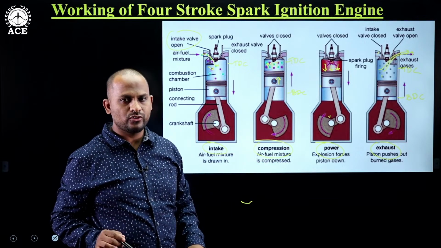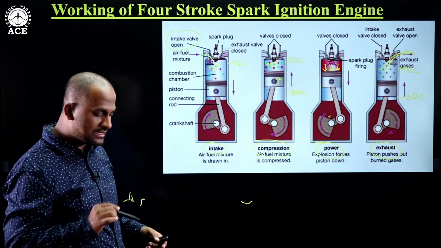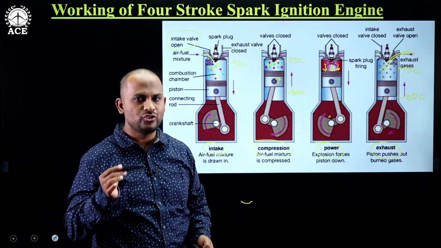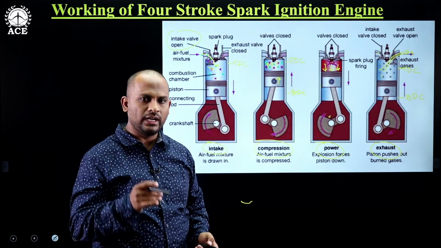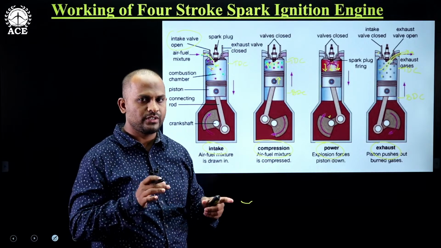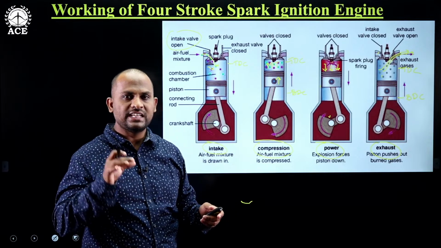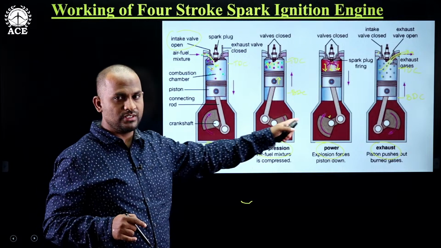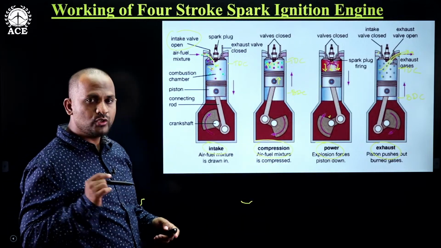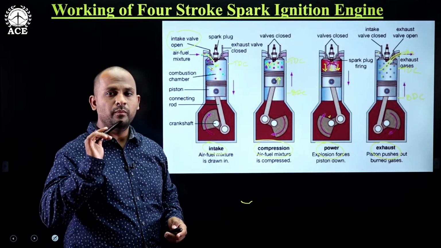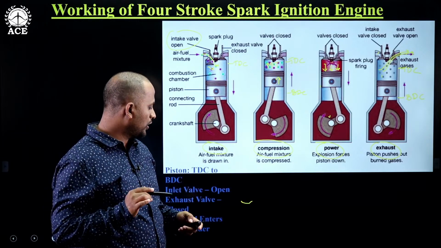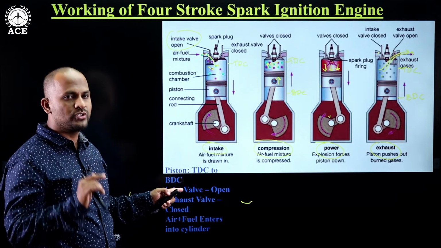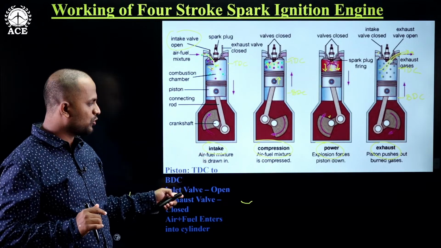and then exhaust. Now, whenever a question is asked in the examination to write about the working of a 4-stroke SI engine, first we have to write the sequence of operations, that is suction, compression, expansion, exhaust, and we have to explain each and every process by sketching each process here. Now, what are the points we have to write? We have to write 3 important points. What are those 3 points? Let's see. The first point is with respect to the piston. For example, suppose it is a suction stroke or an intake stroke.